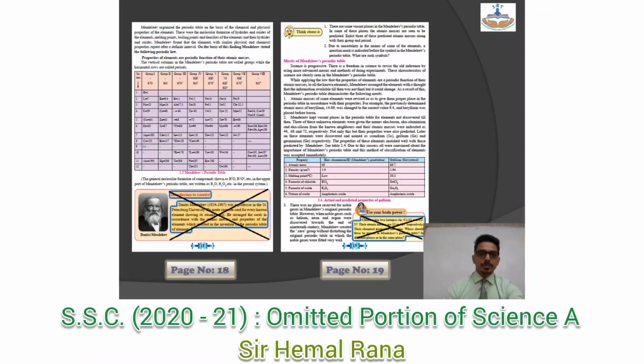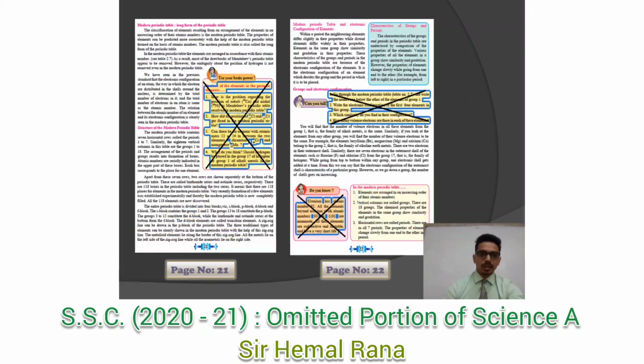Come to the next part, page number 18. Your introduction to scientist Mendeleev, delete that. Then on page number 19, you do not have Use Your Brain Power. That part has been omitted. Then on page number 21, you do not have Use Your Brain Power. This part is omitted. All 4 questions are omitted.